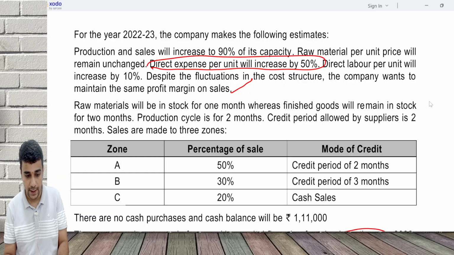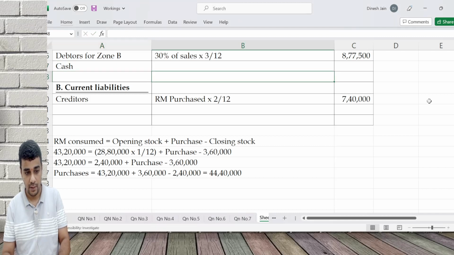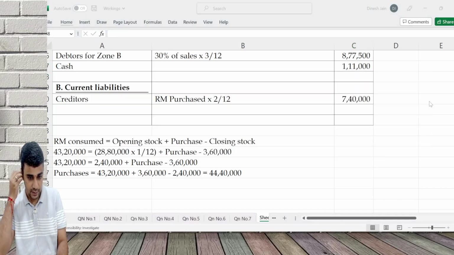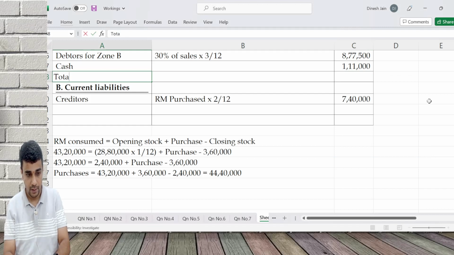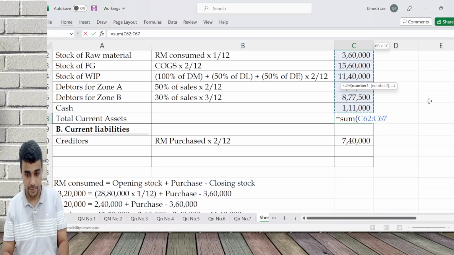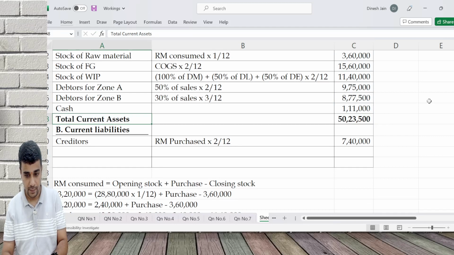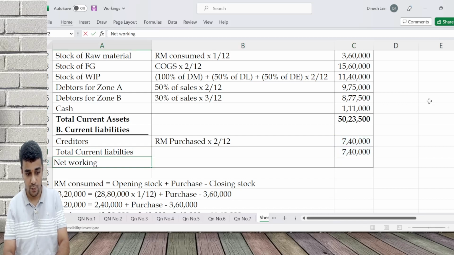Apart from that, there is one more item which is cash balance. Cash is 1,11,000. Let me know if there are any doubts. Except for that creditors adjustment, everything else is straightforward. If there are doubts, please let me know. Then total current assets, total current liabilities, and net working capital.